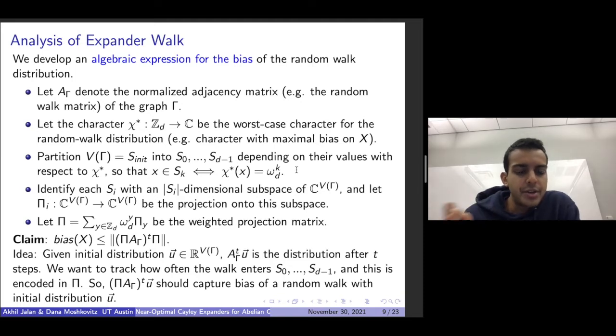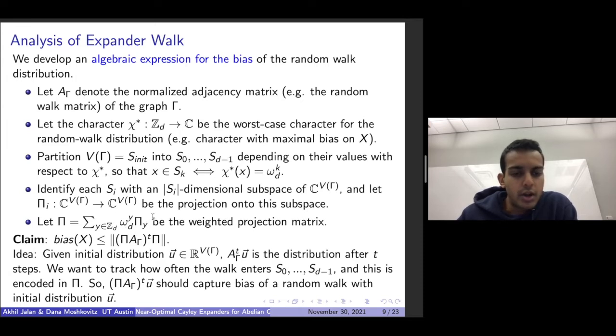Now for each Si, we can identify a subspace of the set of vectors of length n. And we can also identify a projection operator onto this subspace. And the numbering can just be in the natural way. And then we'll define pi to be the sum of these projection operators scaled by whatever value it corresponds to.